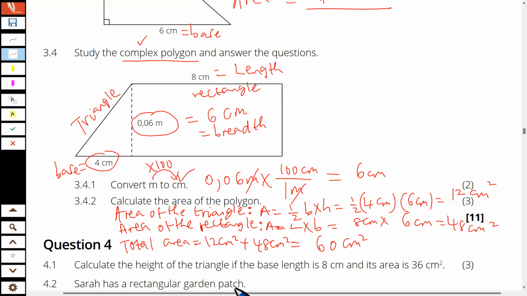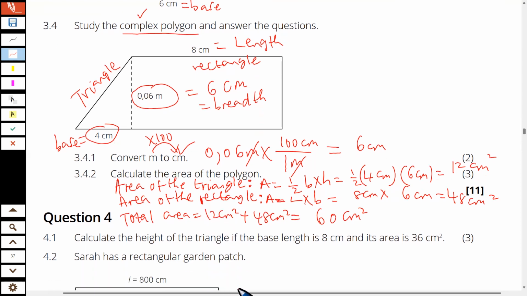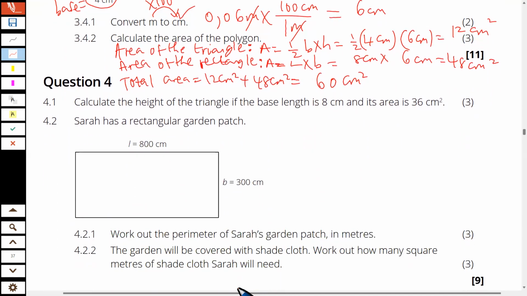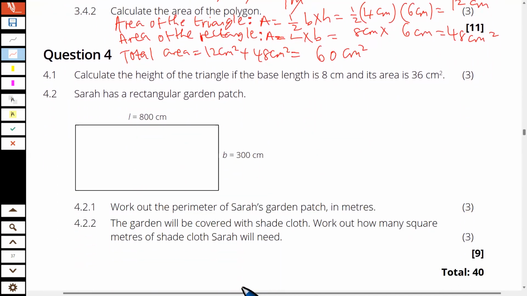Next question. Okay, question 4.1. Calculate the height of the triangle if the base is 8 centimeters and the area is 36. I'm giving you 2 minutes to try 4.1 and then you do the corrections. Let me know when you're done, please.